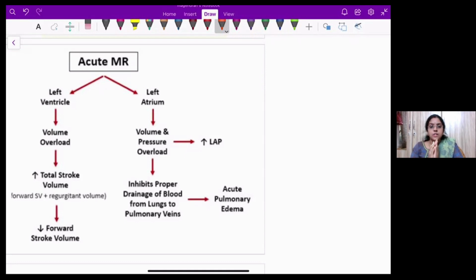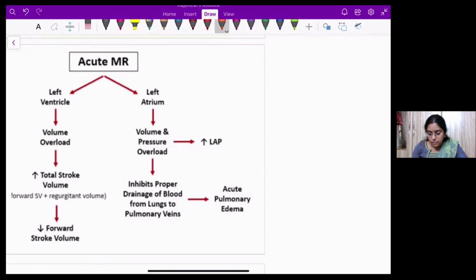But now what happens in acute MR? There is no time, is it not? When the patient has a papillary muscle rupture, the hemodynamics change very fast. So when the patient is having an acute MR, a huge amount of blood is there in the left atrium. So the left atrium is very, very alarmed. It is having so much volume of blood as well as the pressure is more. So the left atrial pressure will increase.